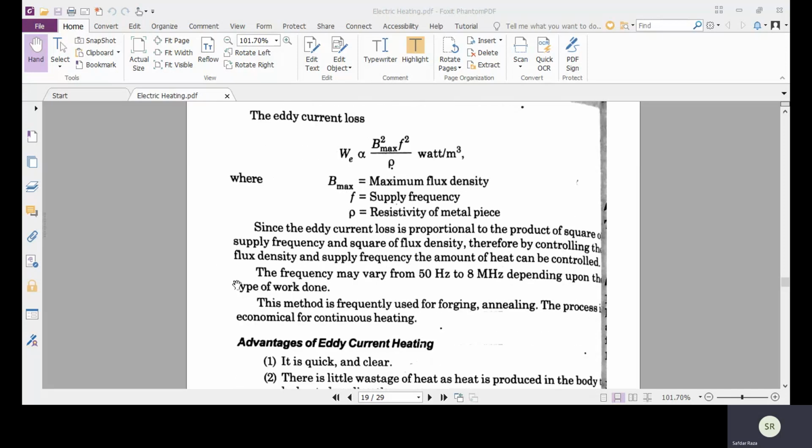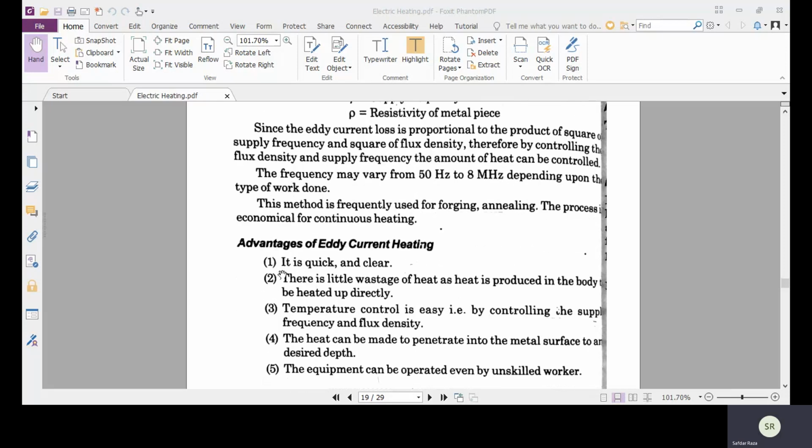The frequency may vary from 50 Hz to 8 MHz depending upon the type of work done. Here the frequency range is given: in high frequency eddy current heating we can change the frequency from 50 Hz to 8 MHz depending on the material to be heated. This method is frequently used for forging and annealing, and the process is economical for continuous heating.